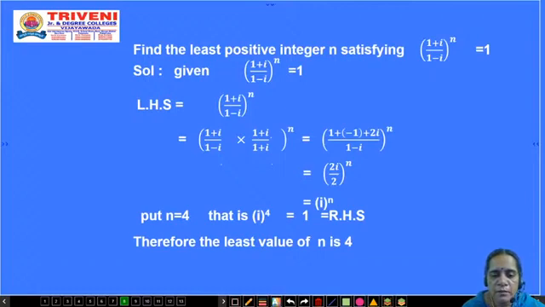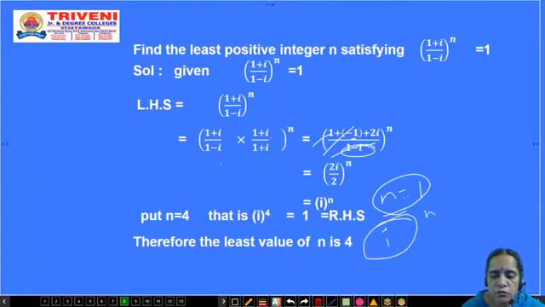1 into 1 is 1, plus i into i square. The value of i square is minus 1. (a plus b) into (a minus b) is a square minus b square. (1 minus i square) whole power n, 1 minus i square means 1 minus minus 1, then the denominator becomes 2. 1 gets cancelled here. 2i by 2 whole power n is equal to i power n. I power n means we have to take the value of n is equal to 1. It is i, an imaginary number, but it is not the least positive integer.